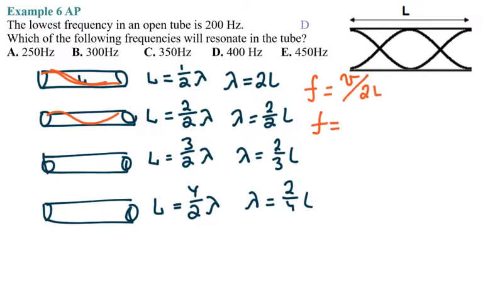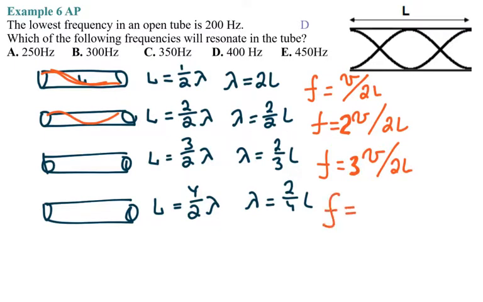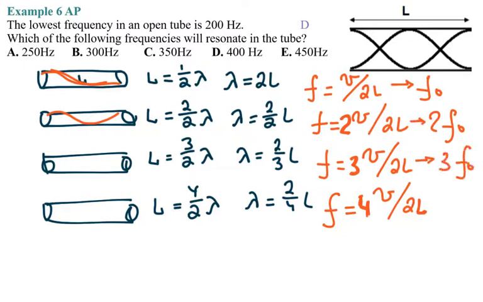In this case, frequency is equal to V over 2L, and 2 appears here because it's 2L divided by 2. In this case, I have V divided by 2L over 3, so 3 appears here. And the next case, I have velocity divided by 2L over 4, so 4 appears here. So it looks like if this is my fundamental, the next one is twice this much, and the next one is 3 times this much, and the next one is 4 times this much.